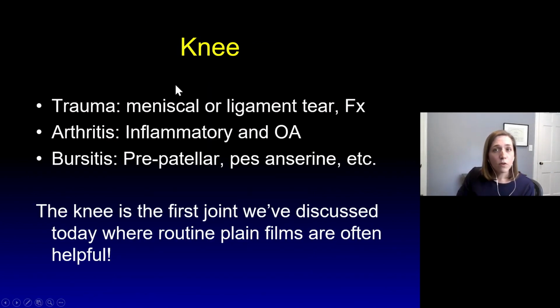And so let's move down to the knee. So the knee is really the first joint where routine plain films are pretty helpful. There's a lot of osteoarthritis out there, and having an idea of whether there is any arthritic change there before you think about soft tissue structures can be helpful. If there's a trauma history, you might think about a meniscal tear or ligamentous tear, or fracture. You can certainly get inflammatory or osteoarthritis in the knees, and there are several bursas as well, the prepatellar bursa right on top of the knee, and the pes anserine bursa, which is more medial.